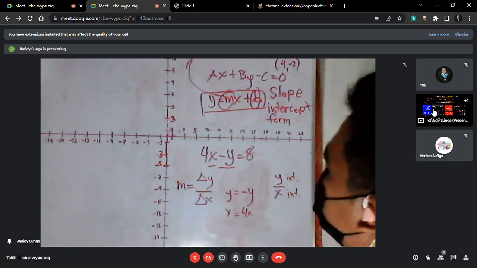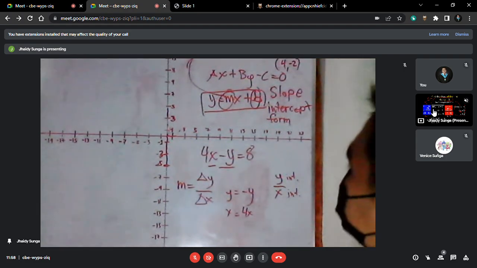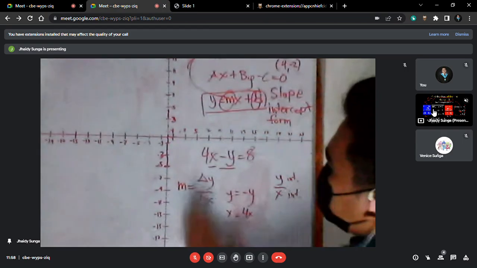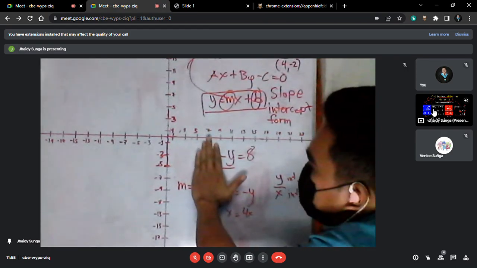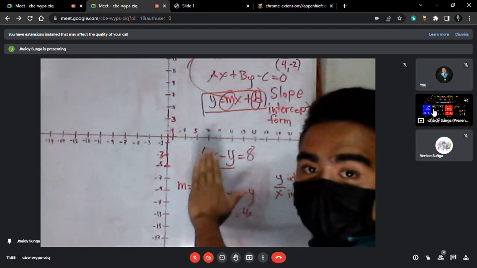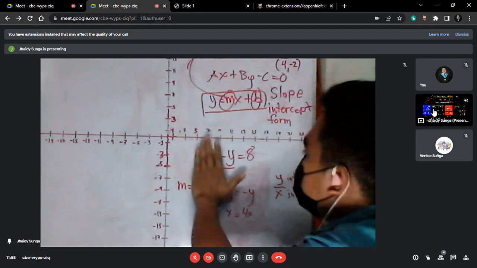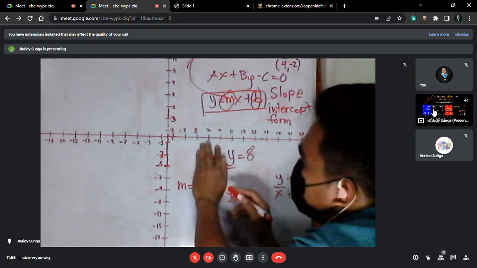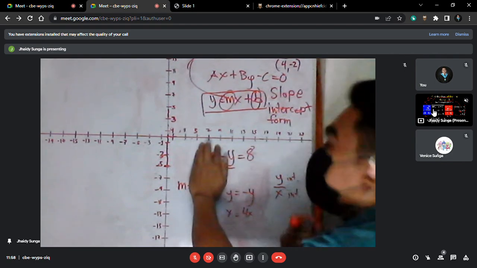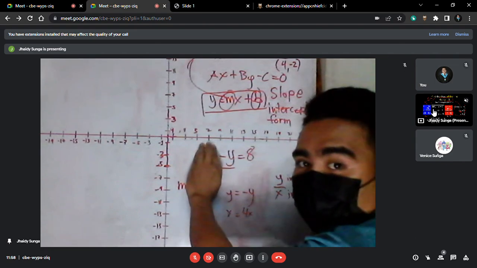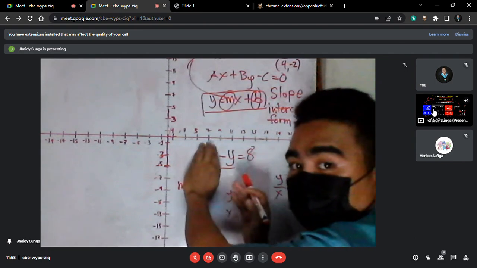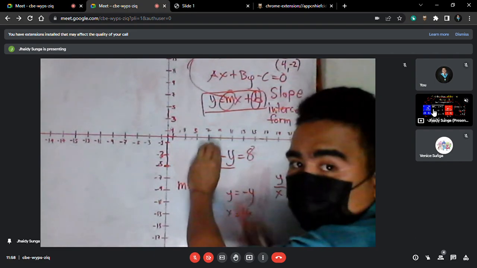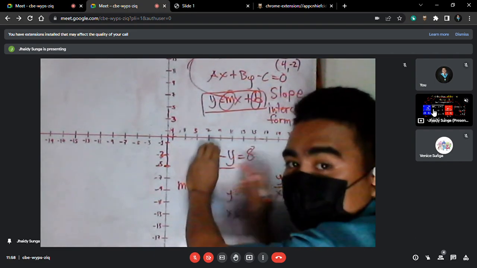Now, if we are to find the y-intercept, I will just be covering 4x because that is not my x, that is not my y. The only thing that I am to find is y. So all values in the equation with y variables is the only one that I will be seeing. So I will be covering up those x values. So we have negative y is equal to 8.